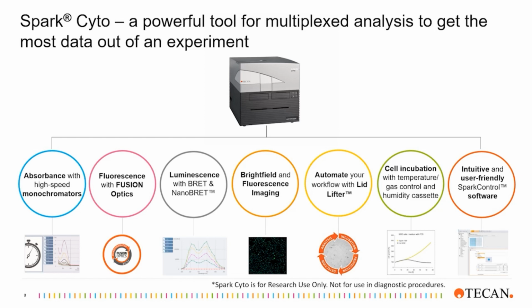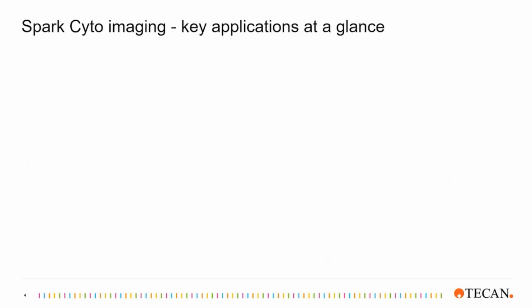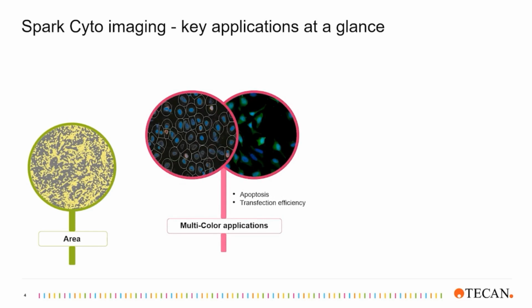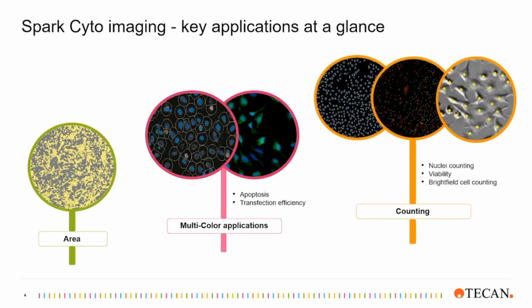Now let's have a look at the imaging capabilities the Cyto supports. The first feature works for bright field images and measures the area of cells that covers the bottom of the well, and thereby is a measure of cell confluency. Next, we offer multicolor applications supporting apoptosis and transfection efficiency. Lastly, counting applications like nuclei counting, viability quantification based on staining, and AI-supported bright field label-free cell counting.